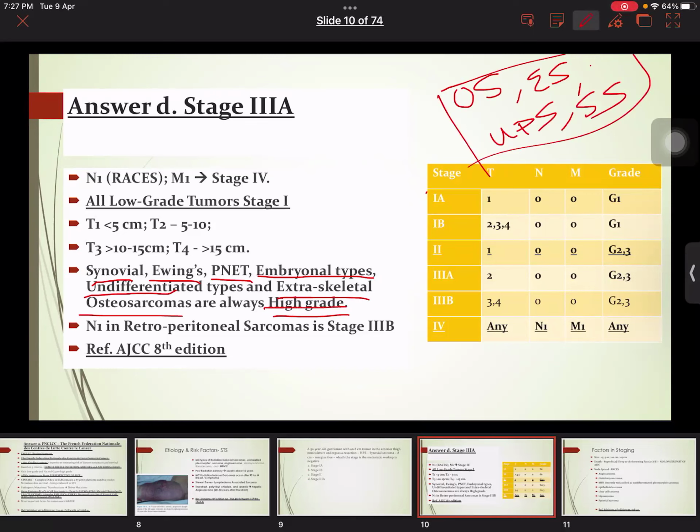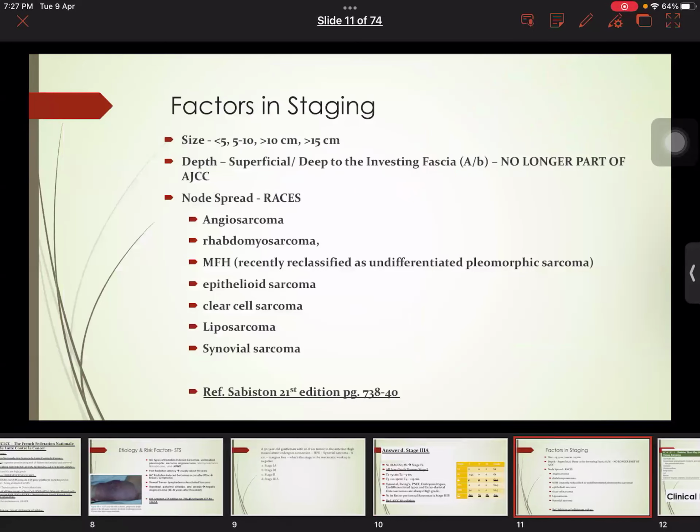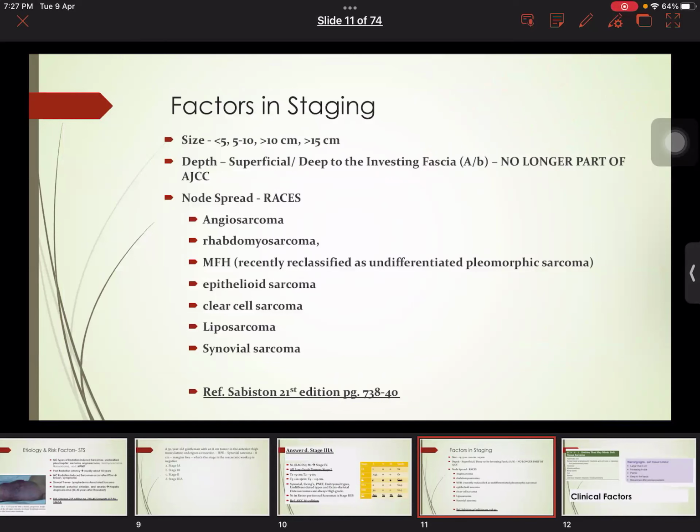And remember, as far as nodal staging is concerned, N1 is going to be your stage 4. Now there is a subtle difference as far as retroperitoneum is concerned. N1 will come under stage 3B. That is the only difference in staging. All the rest is going to be the same. So N1 in retroperitoneal sarcomas will be considered a stage 3B sarcoma.